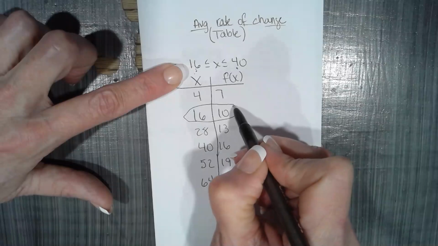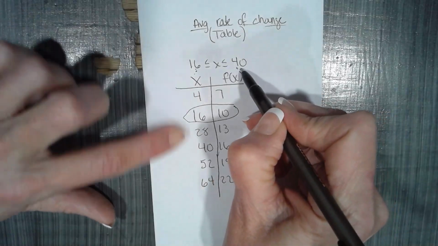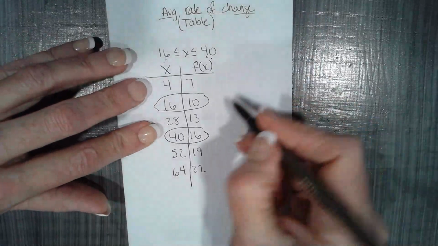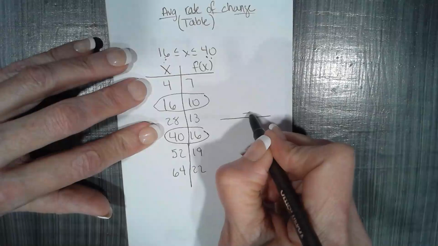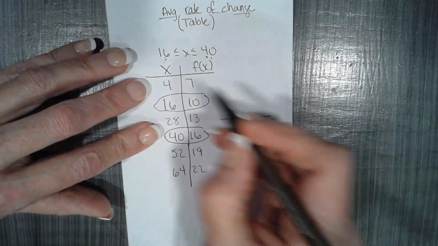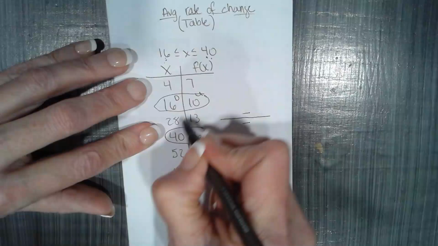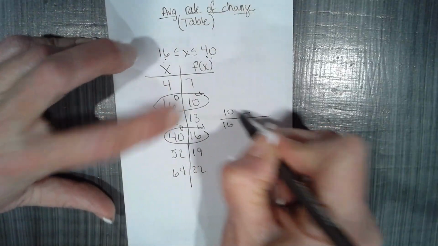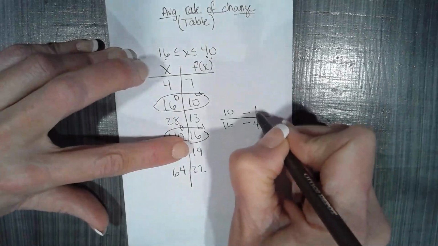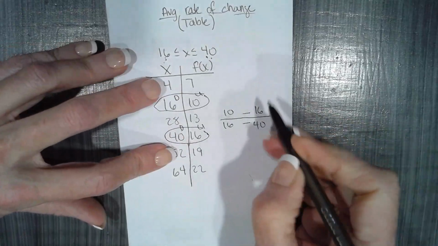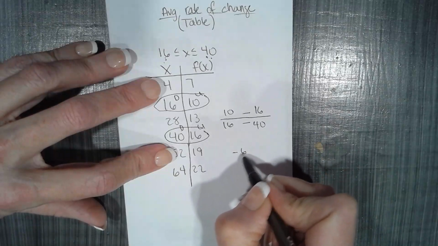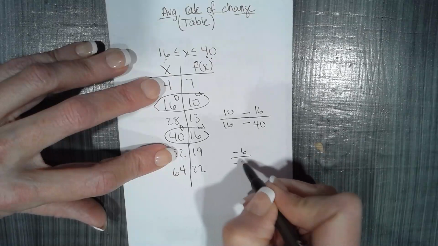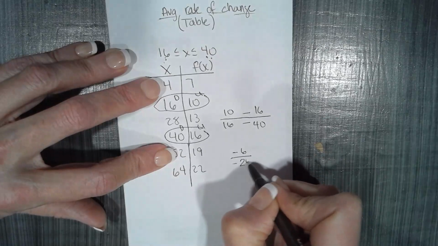So I use this ordered pair. This is when x is 40. I'm going to use this ordered pair, and I'm just going to do, so remember the BBBS and do, down, up, down, up. 10 minus 16 is negative 6. 16 minus 40 is negative 24, I believe.